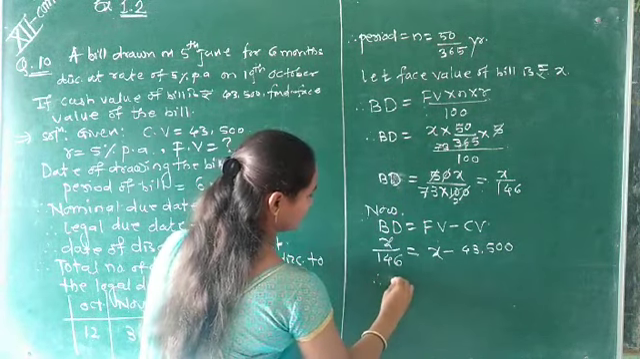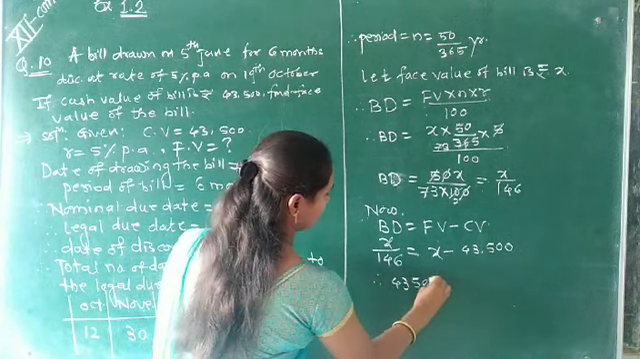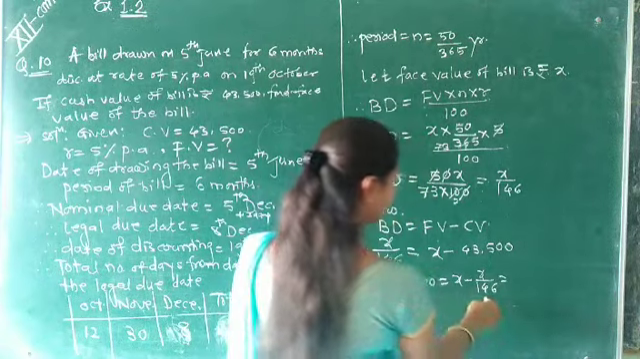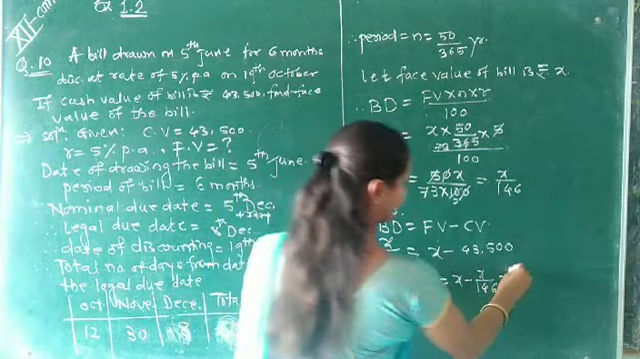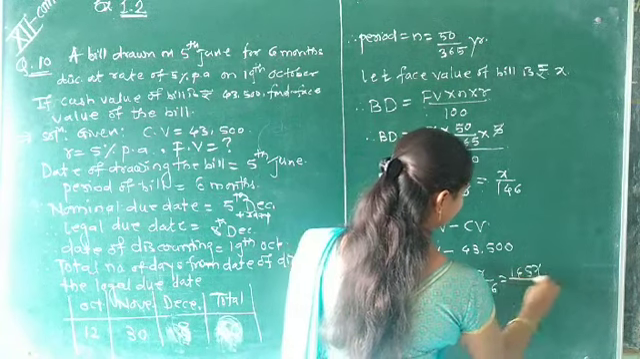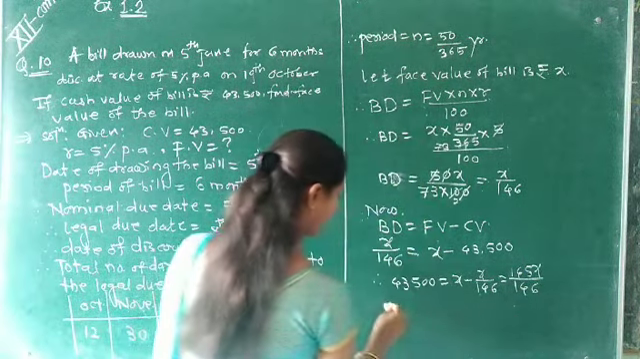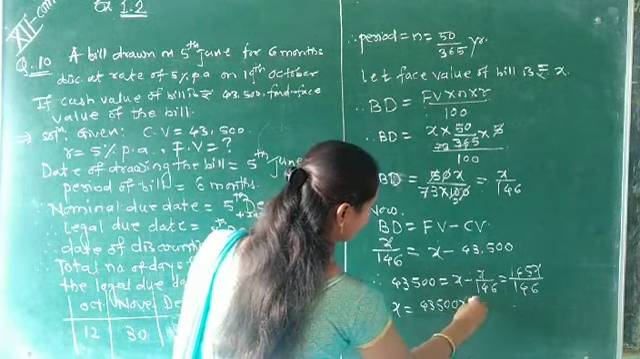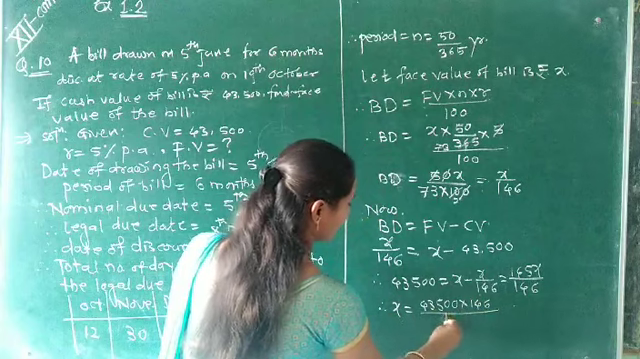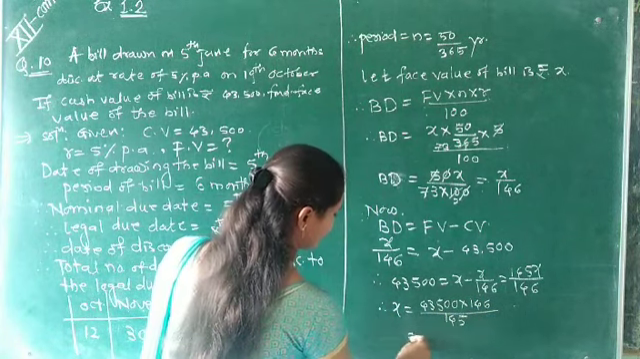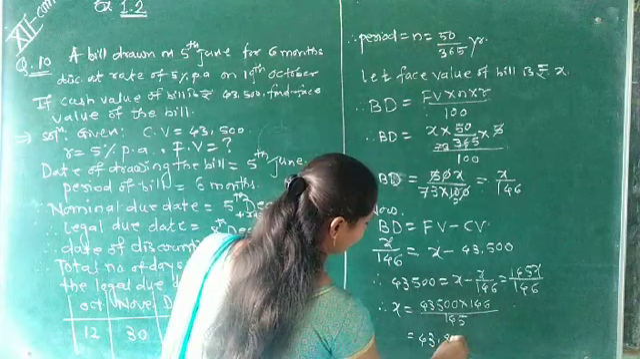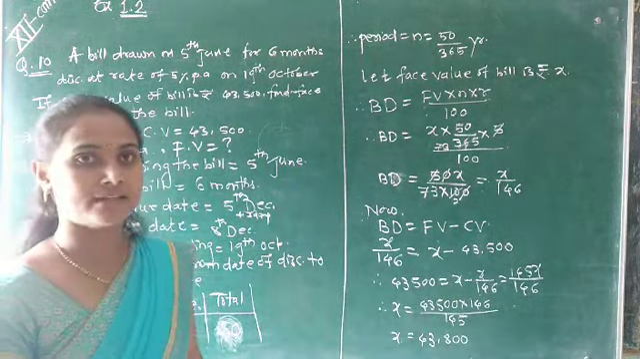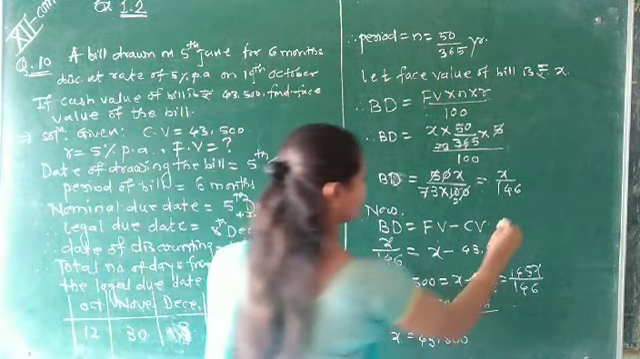Therefore 43,500 is equal to x minus x upon 146. That means 146x minus x, hence it is 145x divided by 146. Therefore x is equal to 43500 into 146 divided by 145, which is the value 43,800. What is x? X means our face value of the bill. Therefore, the face value of the bill.